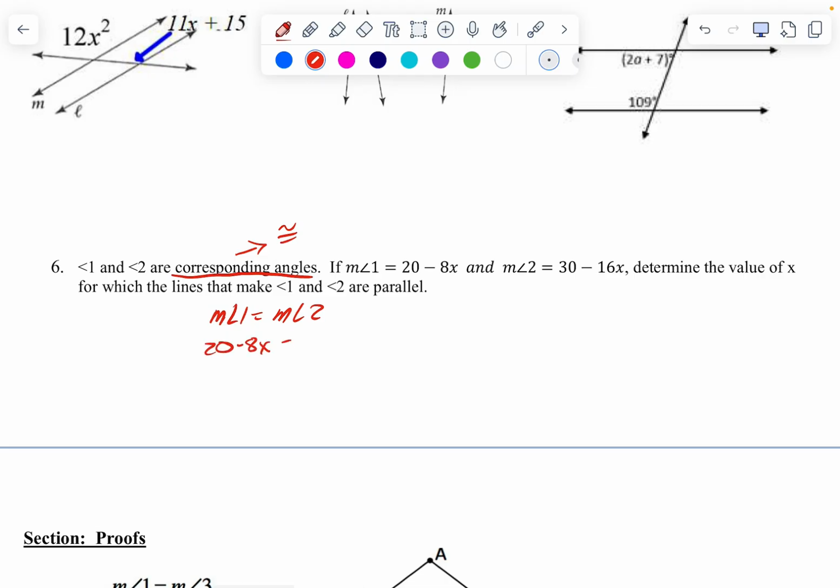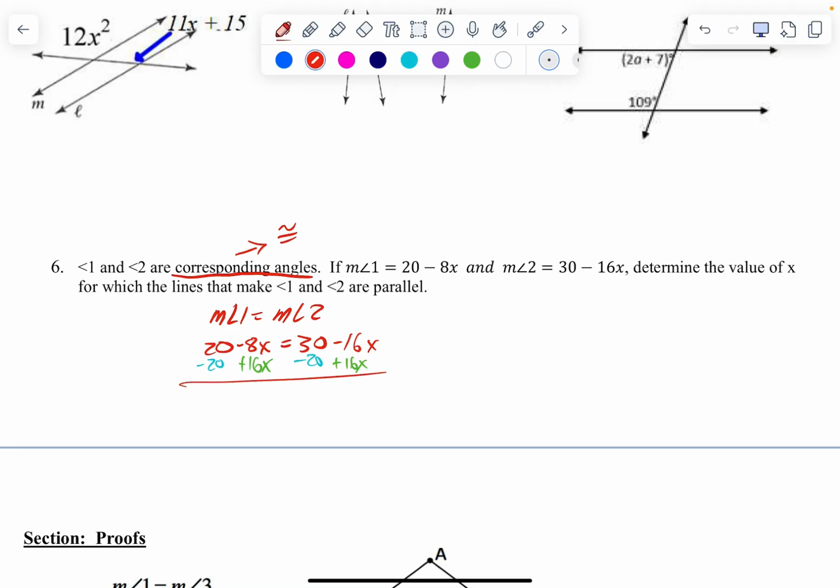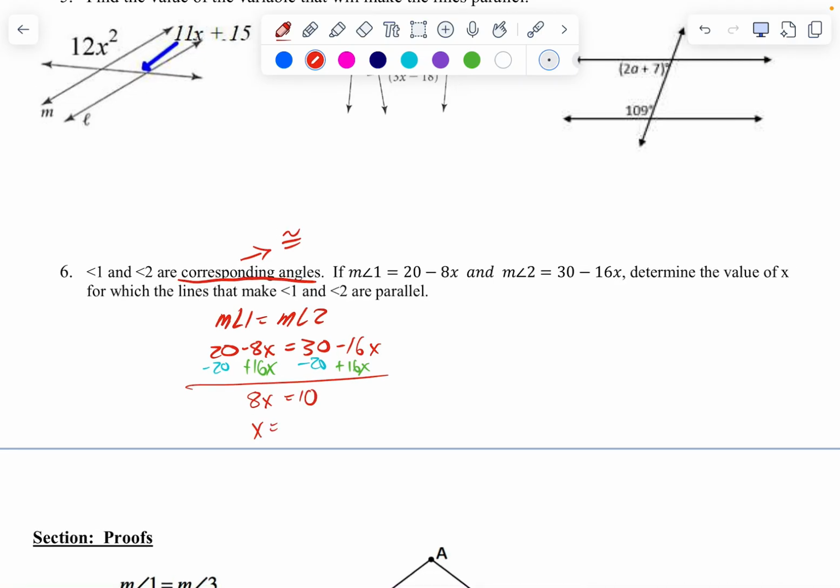So we just do 20 minus 8x, 30 minus 16x, set those equal. And let's get our x's together. And let's get our constants together. And we'll get x is 10/8, which is 5/4.